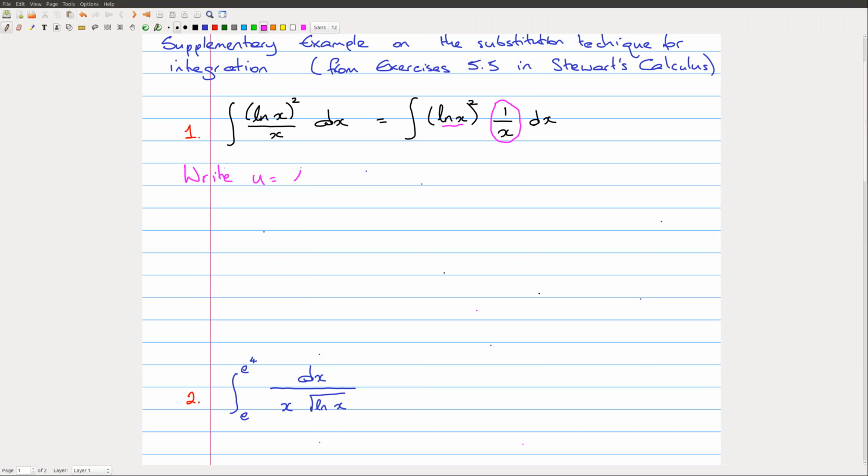log x. Okay, then log x appears in our problem, and the log x squared part we can easily write in terms of u. The 1 over x is less easy to write in terms of u, but let's see what happens when we consider du dx. So du dx is 1 over x, which says that du is 1 over x dx.